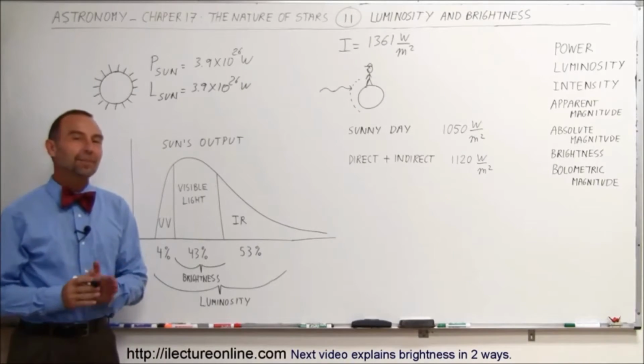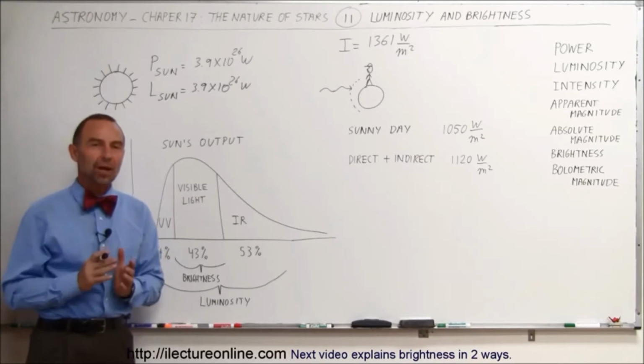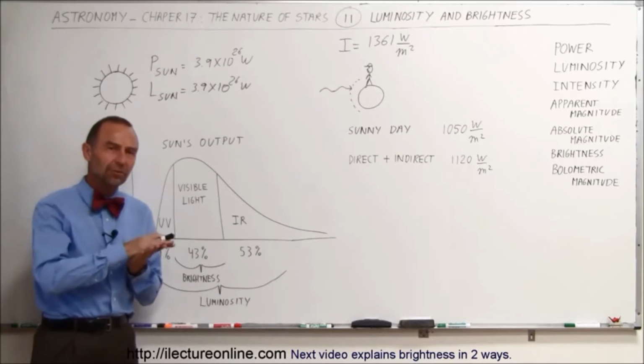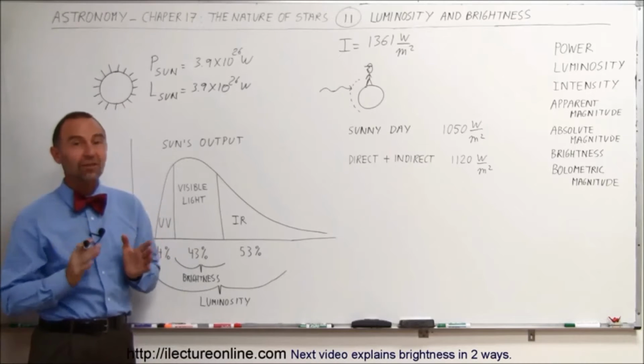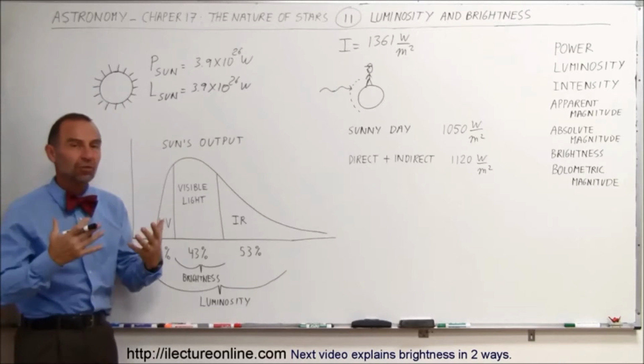Welcome to ilectureonline. In this video, we're going to explain the difference between luminosity and brightness. Now, we already knew from a previous video that luminosity and power is really the same thing. It's the amount of total energy a star or any object puts out.